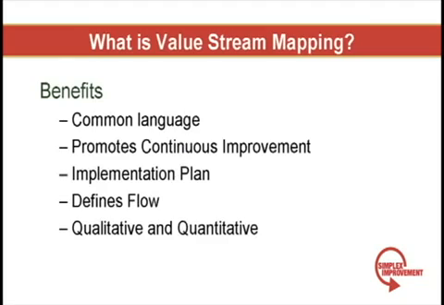The last thing is it's qualitative and quantitative. You can look at a map and from a qualitative perspective, just from the symbols that you're using, you can see that things are improving. And the quantitative aspect is perhaps more important. You can see the data from the data boxes and see where improvements need to be made.